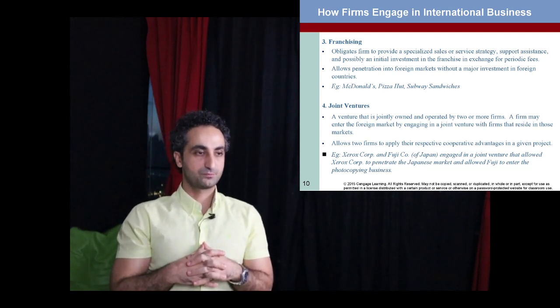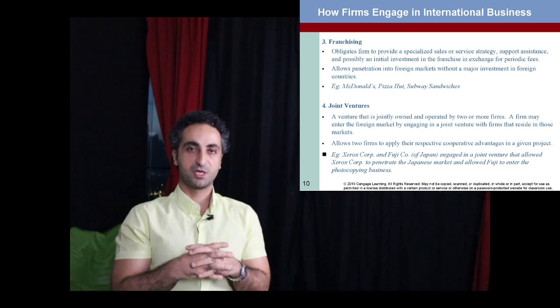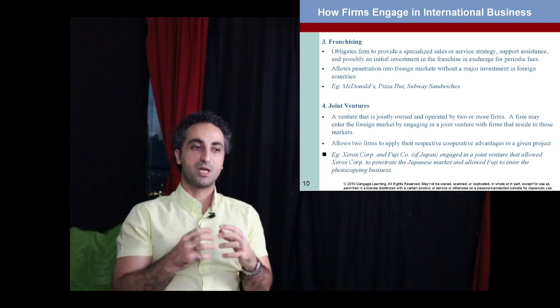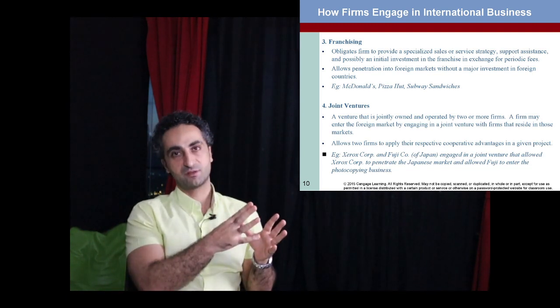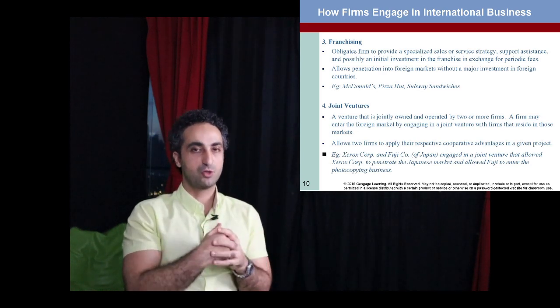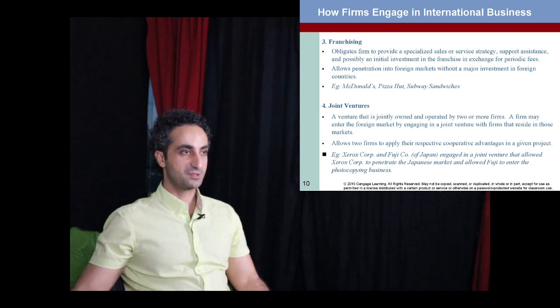So it allows two firms to apply their respective cooperative advantages in a given project. So you're perfect at what you do, I'm perfect at what I do, and we saw some potential in the future that both of us can do even better. So we basically have joint ventures for that.